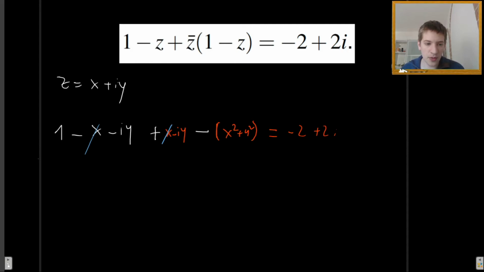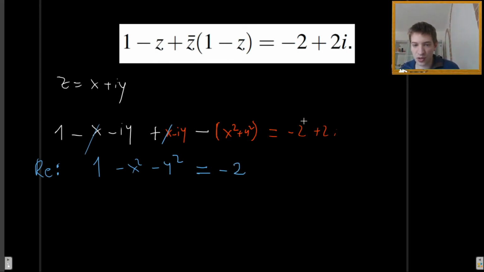Okay, so now real part. I want to put Re and two points. So we have 1, that's real. Then we have minus x squared minus y squared. That's also real. And this is going to be equal to, now the right hand side, so only minus 2 is real on the right hand side. Perfect.